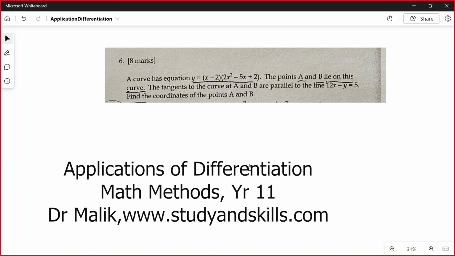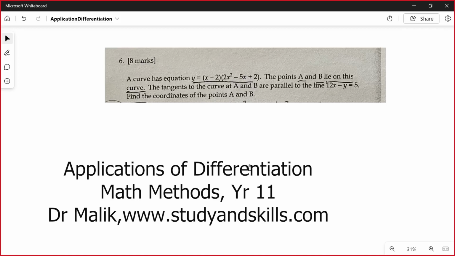A curve has equation y equals (x minus 2) times (2x squared take away 5x plus 2). The points A and B lie on this curve. The tangents to the curve at A and B are parallel to the line 12x minus y equals 5. Find the coordinates of the points A and B. Okay, so this is our question.